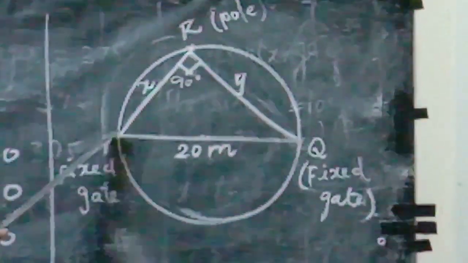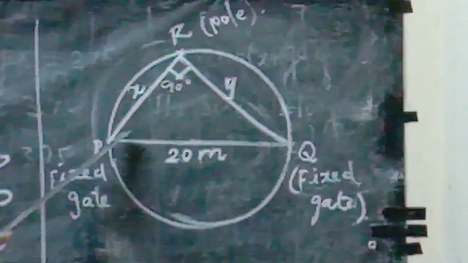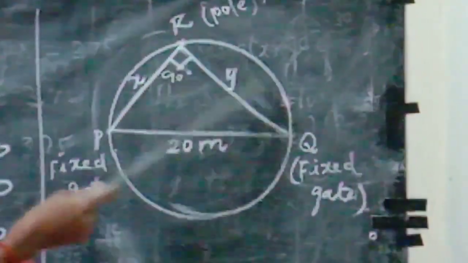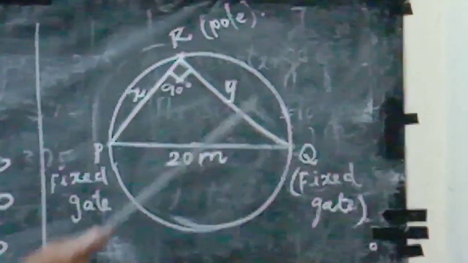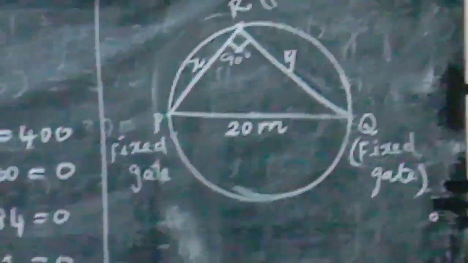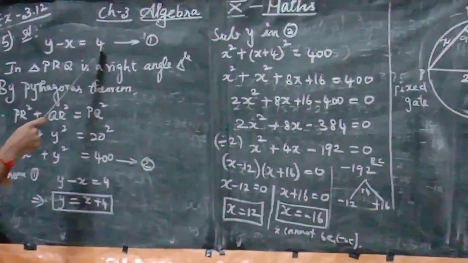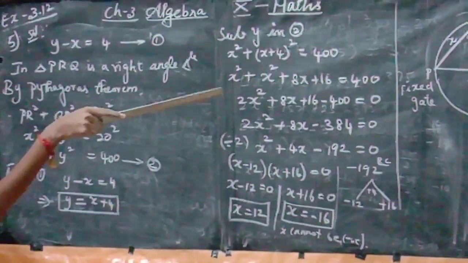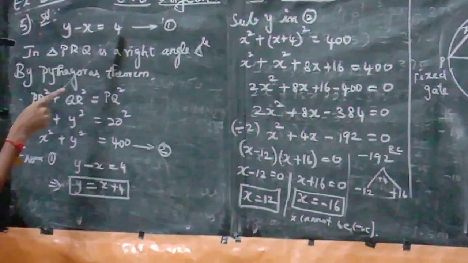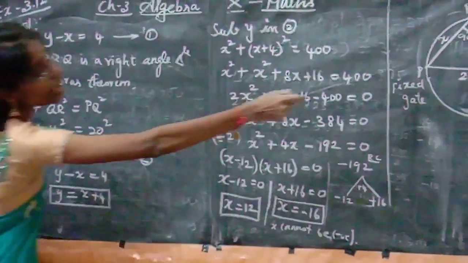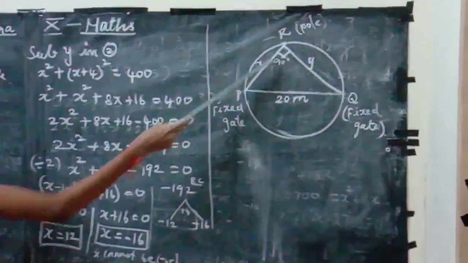I have taken the distance from the pole to one gate as x and the distance of the pole from the other gate Q as y. y minus x is equal to 4. The difference between the distances from P and Q. Okay, y minus x is equal to 4. This is the first equation. This is a 90 degree angle. Angle in a semicircle is 90 degree.